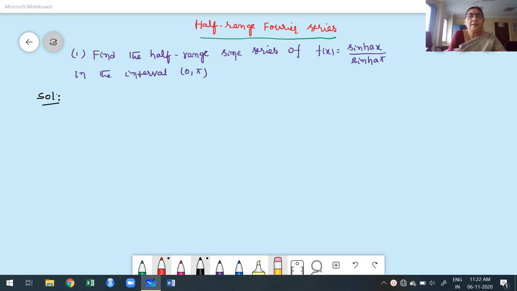Now, in this class, we are discussing a few more problems based on half-range Fourier series. Half-range Fourier series means, as you know, either a sine or a cosine series. Today I'm going to discuss a few more problems based on your VTU model paper and also last year's question paper. Find the half-range Fourier sine series.